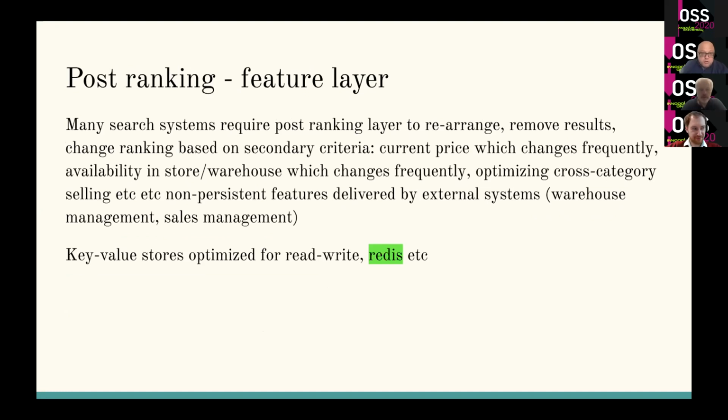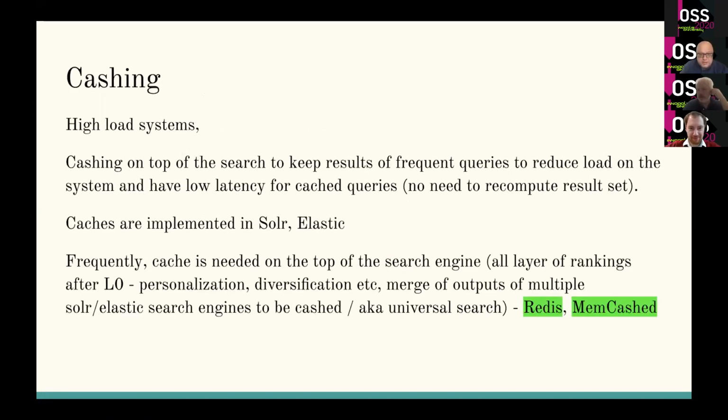Post-ranking: after you rank results, you may want to rearrange or remove results, frequently for e-commerce, right? You have one index of your results, but all results change price continuously, and you cannot do it in the index with such a frequent rate of updates or availability. And you have external sources which describe these external new features. And there are many other reasons why you re-rank results, for example, personalization. And here you again need feature storage, key value stores optimized for read and write, and Redis and many others from that family help.